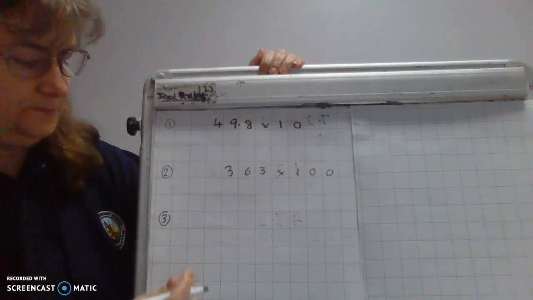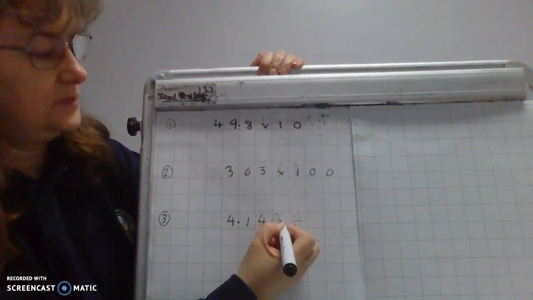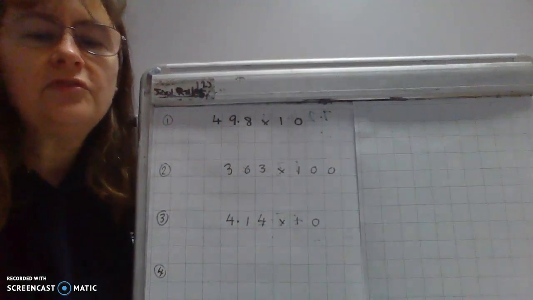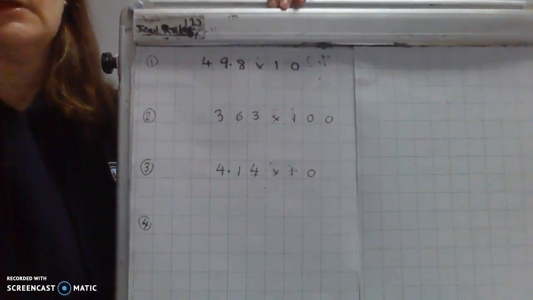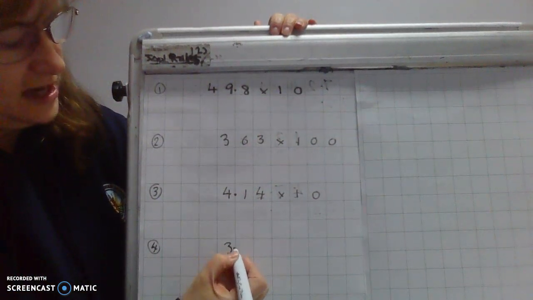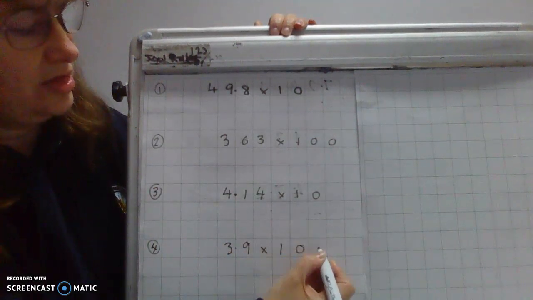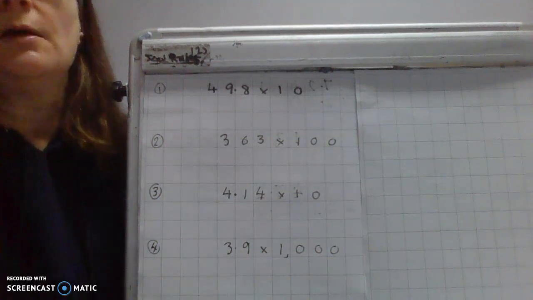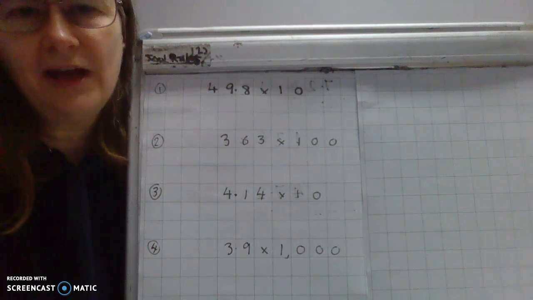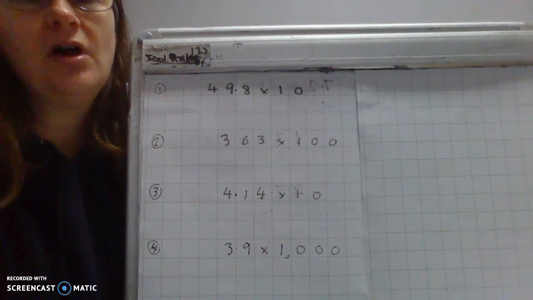Number 3, 4.14 times 10. And number 4, just move that so you can see it a bit better. Number 4 is 3.9 times 1,000. Okay, pause the video while you have a go at those. If you've got square paper to do this on, it's really helpful for lining up your columns. And then when you're ready, play it again and see whether you were right.